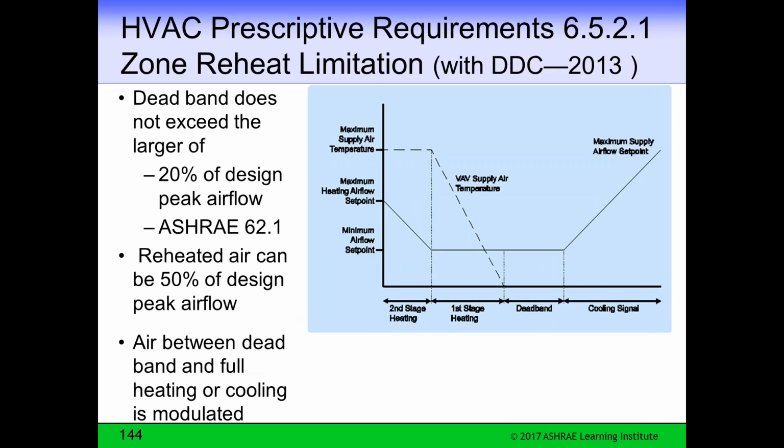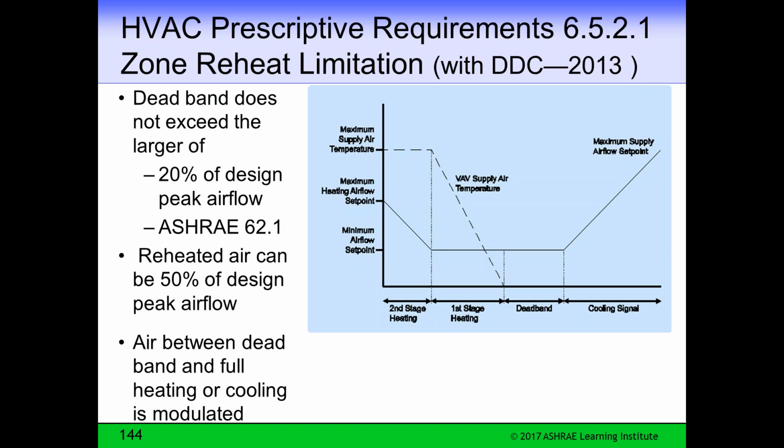So then if you do have DDC controls, and this started in 2013, you have to use this control sequence. What happens here is the maximum airflow set point comes down to the minimum set point, goes through a deadband, and then the heat comes on, the first stage of heating, and hits a maximum supply air temperature. If the space is still not satisfied, we allow you to increase the airflow back up to the maximum heating airflow set point, which is generally 50%.